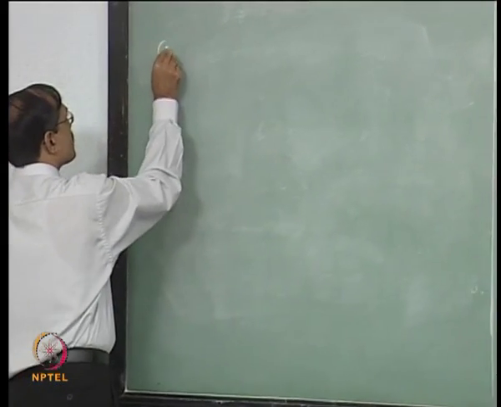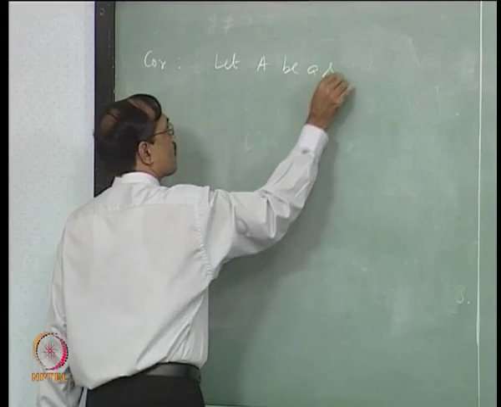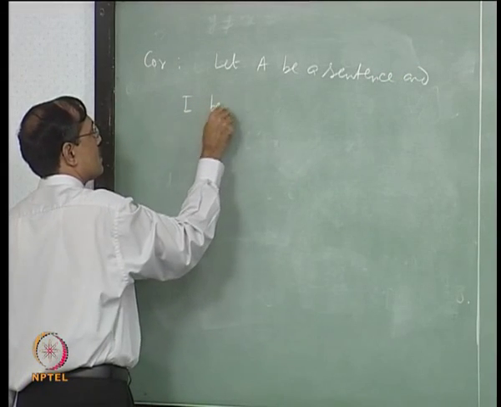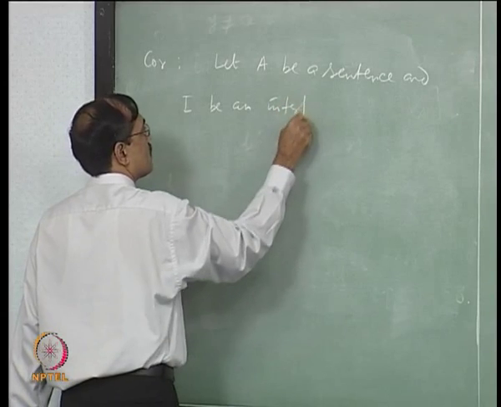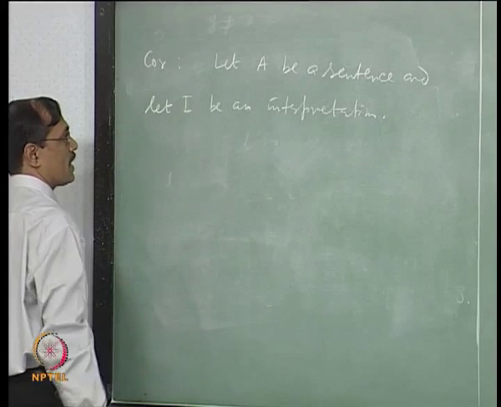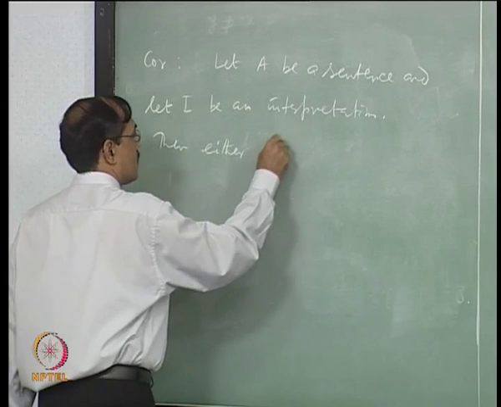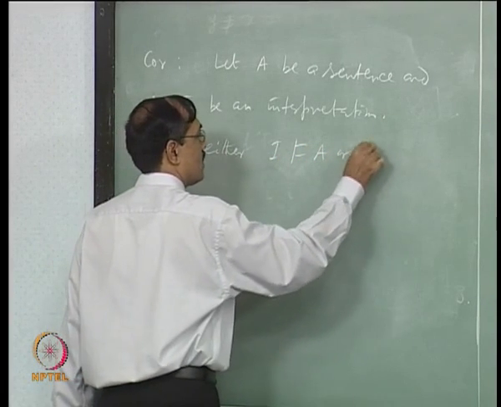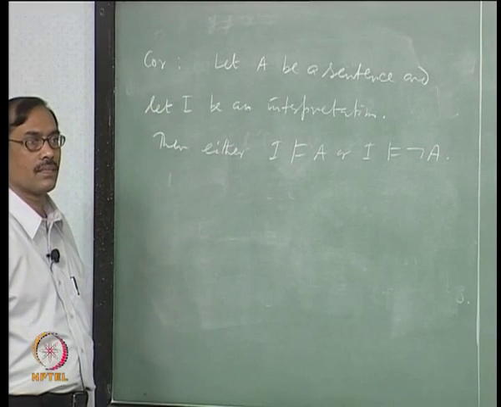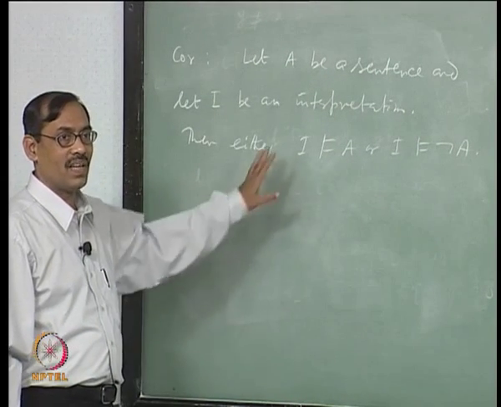Okay. So, as a corollary, we will have this. Let A be a sentence and I be an interpretation. Then either I satisfies A or I satisfies not A. For a formula it need not happen. Well, we will come to that. Now, see how to prove this.